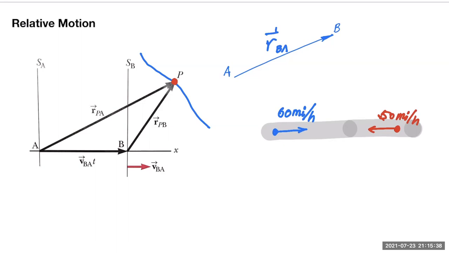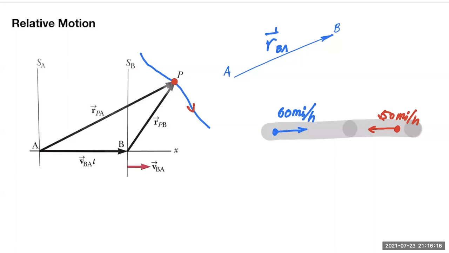Now, in general, let's consider a point particle P moving along this blue curve. Suppose I have two reference frames. Usually I only look at one reference frame, such as the road or whatever other reference frame, but let's consider in general two reference frames. I label them S sub A and S sub B, in the diagram to the left. Now, the origin of S sub A is point A, and the origin of S sub B is point B.